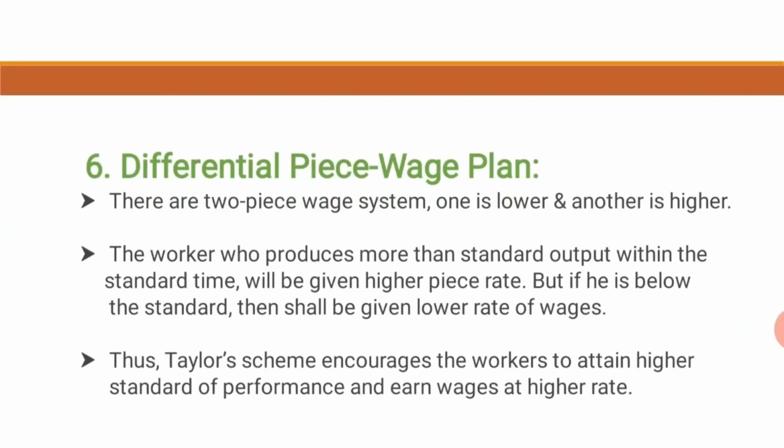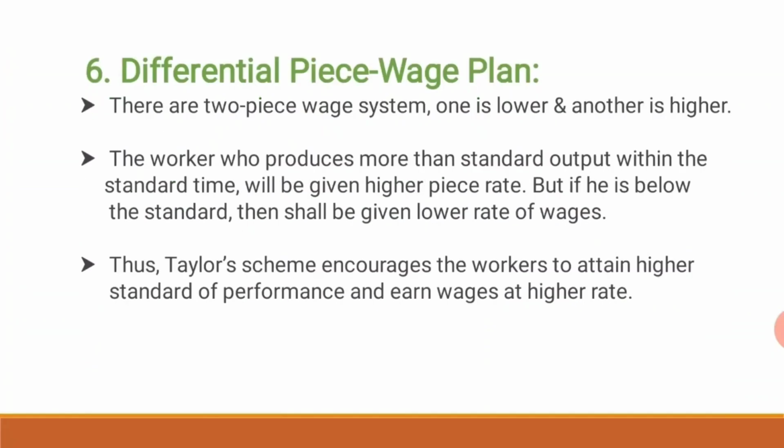Now the sixth one is the differential piece wage plan. This plan was suggested by Taylor to attract highly efficient workers. Under this plan, there are two piece wage systems. One is lower and another is higher. He wanted to differentiate between efficient and inefficient workers.